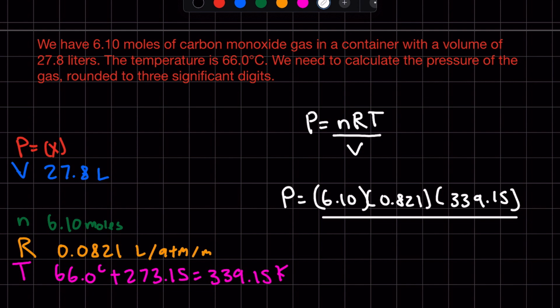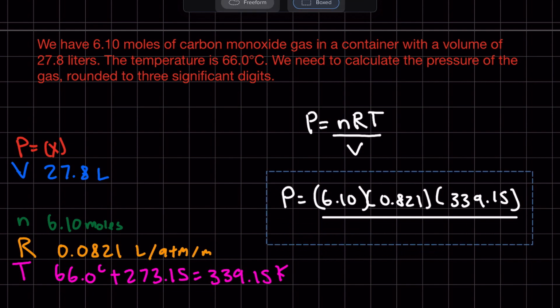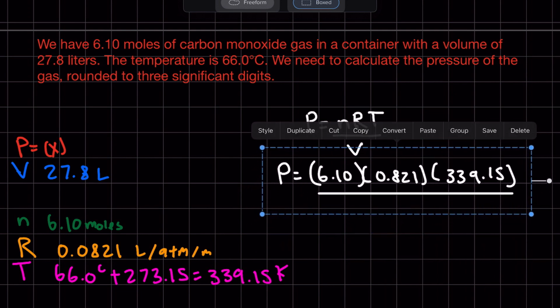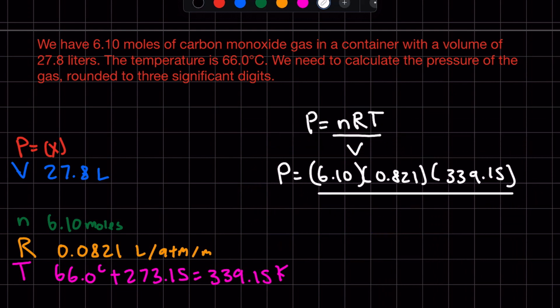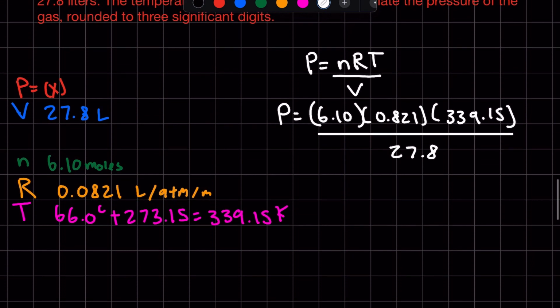Let's go ahead and just move that over to give myself some more space. Okay, there we go. Let's move it over a little bit, not so much. Okay, so we have P is equal to our nRT, and that's going to be over our volume, which is 27.8 in liters. So now we're just going to go ahead and calculate the value of our pressure.